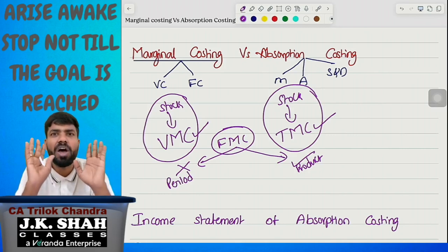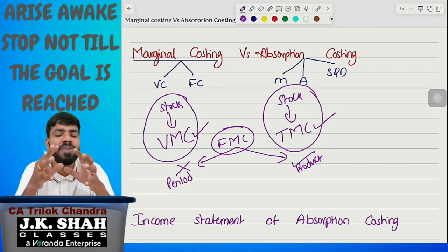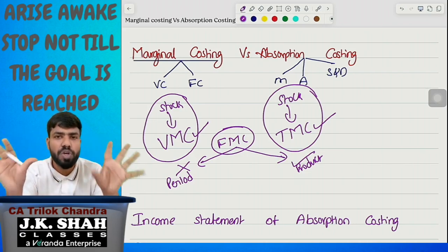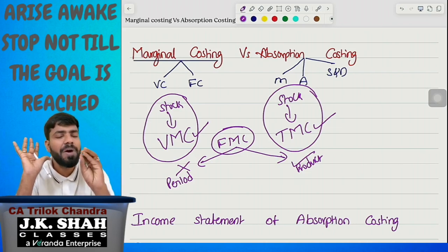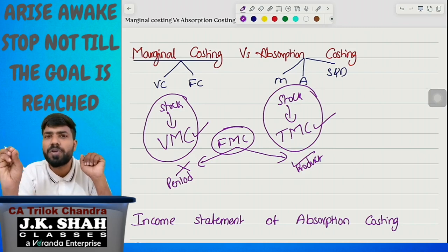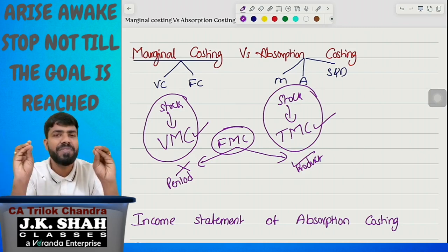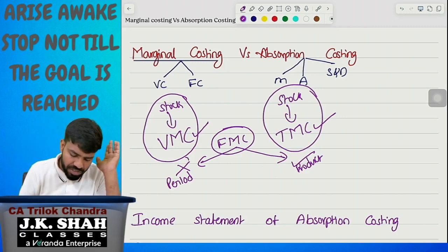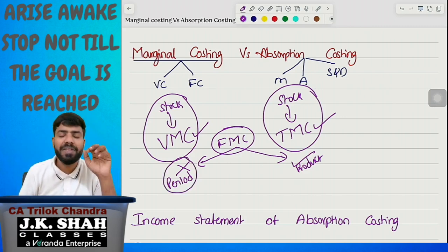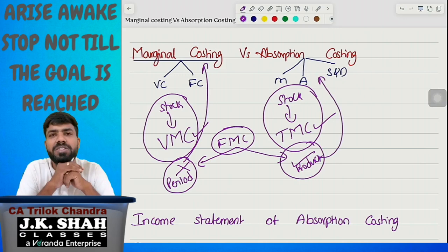As simple as that. It's all about production units valuation. In our subject, in our syllabus, whatever they have given is about valuation of the stock. Under marginal costing, stock is valued at variable manufacturing cost. Under absorption costing, stock is valued at total manufacturing cost. The difference is fixed manufacturing cost. So fixed manufacturing cost is not considered for stock valuation, so we will classify it as period cost under marginal costing. It will be considered for stock valuation, so we will call it a product cost under the absorption costing system. That is the only difference.